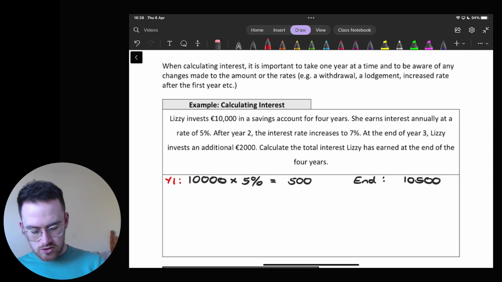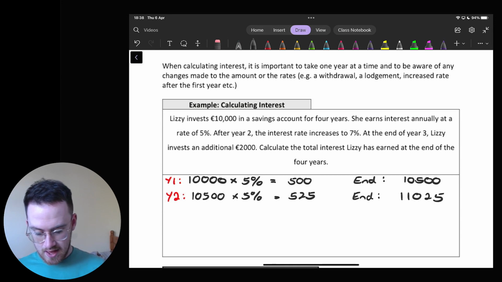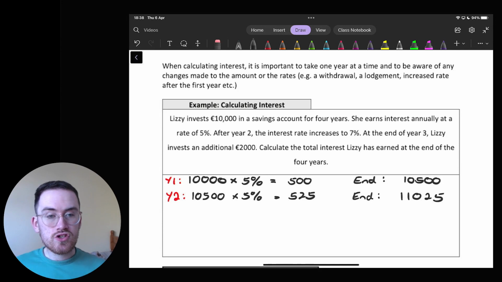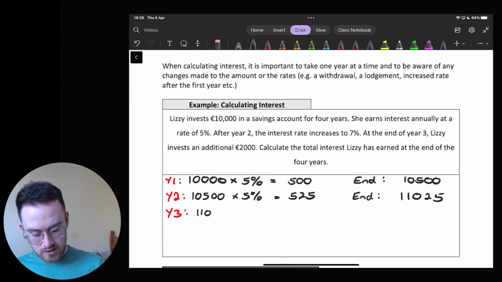At the end of year 2, nothing else has particularly happened yet. So we start the year with our 10,500 and my interest again is 5%. My interest at the end of that year is 525, which means at the end of that year, I have a grand total of 11,025 in my account. We're told that after year 2, the interest rate increases to 7%. So for year 3, I have my 11,025, but my interest this time is 7%.